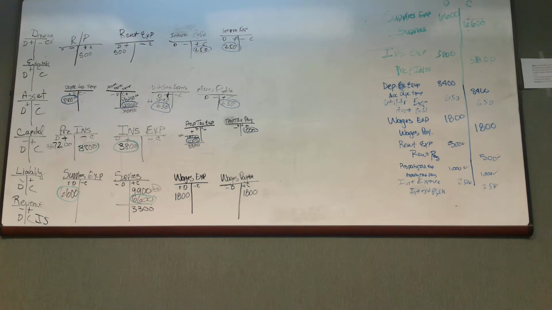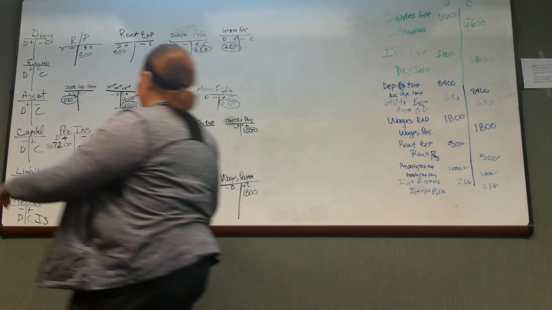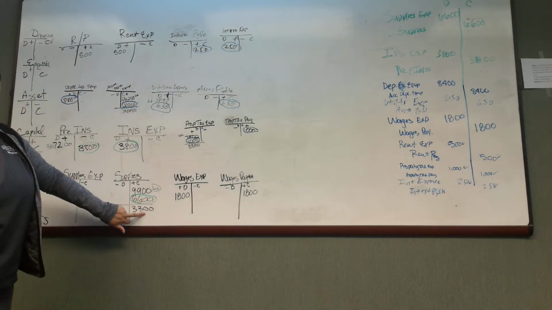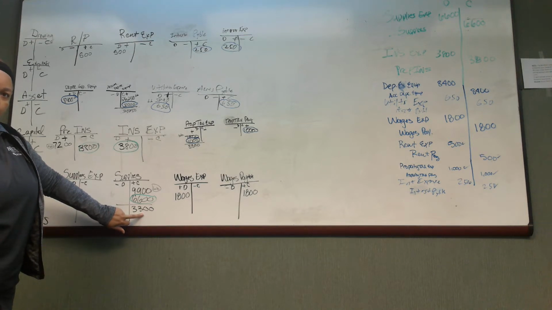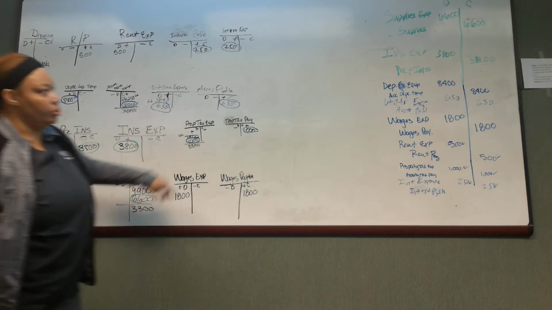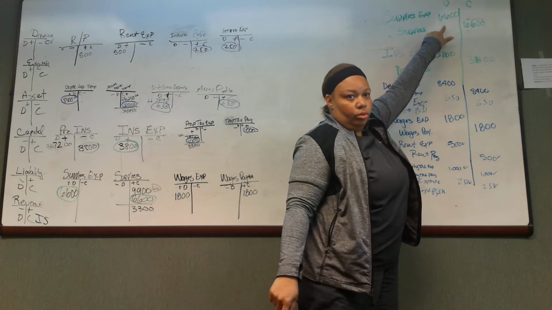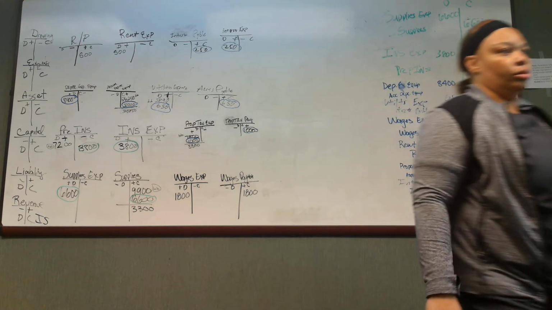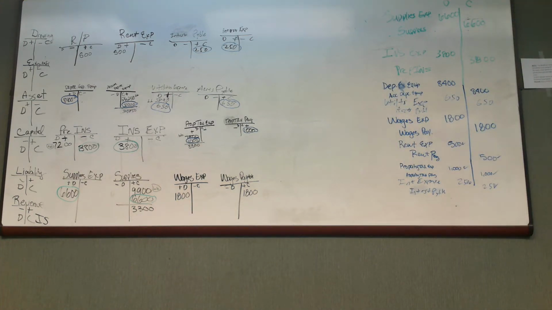So for supplies, the balance was $9,900, but I had journal entries. So did I impact that $9,900? You did. Can somebody go up to the board and show me what my new balance is of supplies? Okay, so our new balance is $3,300, because we did a journal entry, the very first one of $6,600. So our new balance is going to be a debit of $3,300 in the supplies account.